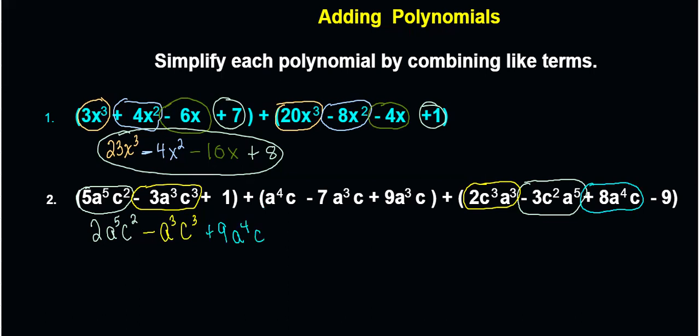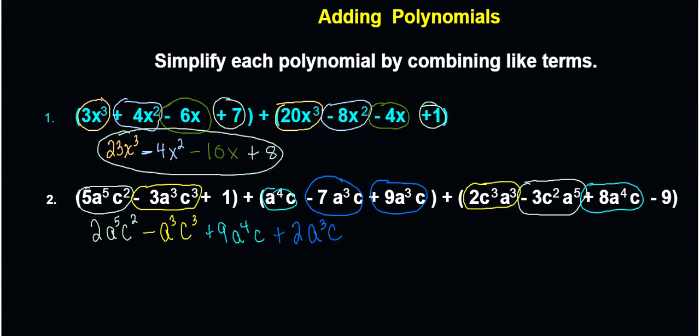All right. So now let's go on to a to the 3rd c. I've got a to the 3rd c, another a to the 3rd c. Do you have any other a to the 3rd c's? Nope. So negative 7 and positive 9, the 9's bigger, so it's going to be a plus. 9 take away 7 is 2, so I have 2 a to the 3rd c's.